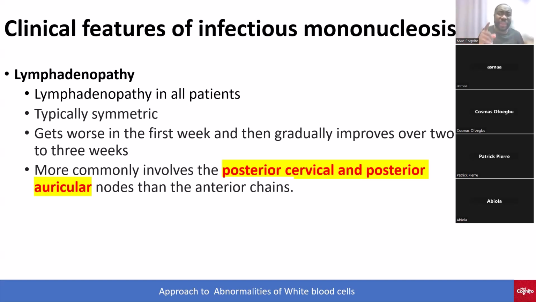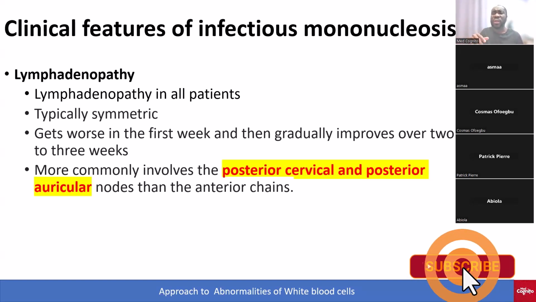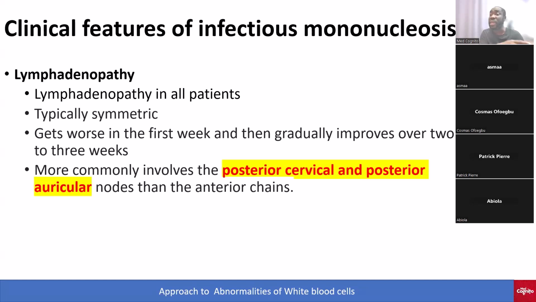Now, if you want to pick up a case of infectious mononucleosis, look out in the question if it is describing the fact that the lymphadenopathy is symmetrical, both sides. Number 3, the lymphadenopathy in infectious mononucleosis gets worse in the first week, and then gradually improves over 2 to 3 weeks. So if the question tells you that the lymphadenopathy started about 2 weeks ago and it seems to be improving, you are getting the point.